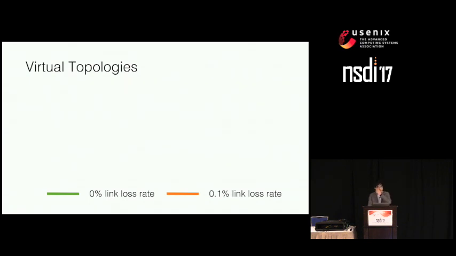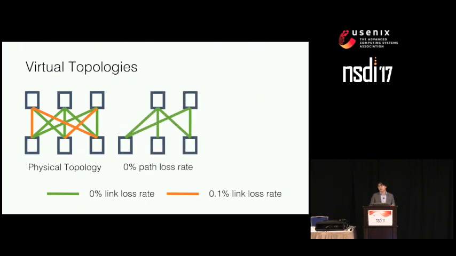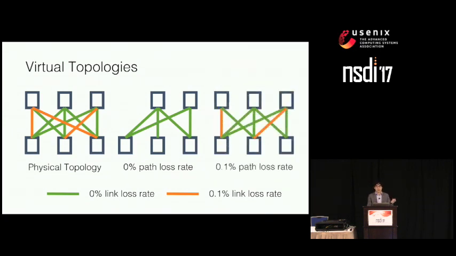So let me describe what a virtual topology is. This is a topology with 6 switches. The green links have 0 loss, and the orange links have 0.1% link loss rate. So we can build a 0% path loss rate topology by selecting a subset of the links from that physical topology. And if you want a 0.1% path loss rate virtual topology, I can also construct a topology like that.